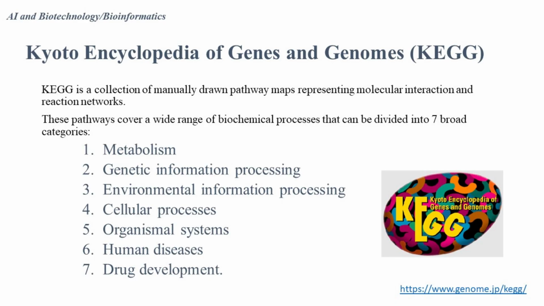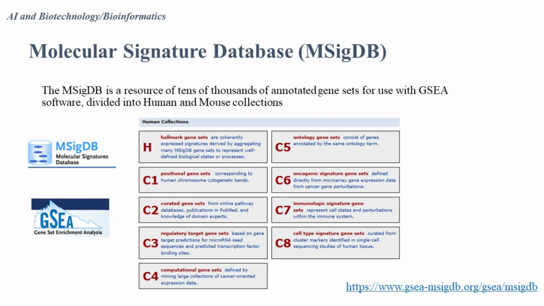KEGG provides pathway maps integrating genes, proteins, and metabolites into biological networks. So it helps you understand how genes interact in broader biological systems like glycolysis, apoptosis, or cytokine signaling, etc. These pathways cover a wide range of biochemical processes that can be categorized into 7 broad categories. So simply put, GO focuses on the function of individual genes. KEGG focuses on the interaction and pathways among these genes. We also have the MSigDB database, that is the Molecular Signatures Database.